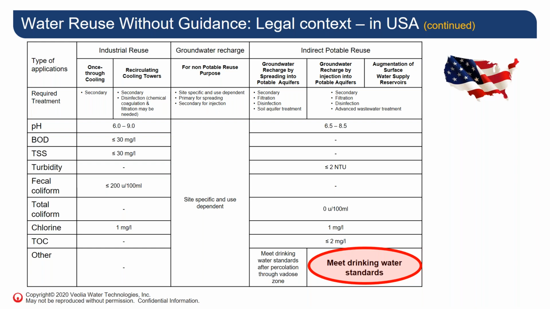When it came to indirect potable reuse, the basic guideline was to meet drinking water standards, which of course can be obtained very easily through simple treatment and post-treatment in your respective sites. But as you can see, outside of this, the lack of guidelines is a key missing piece of component in the equation that we need.